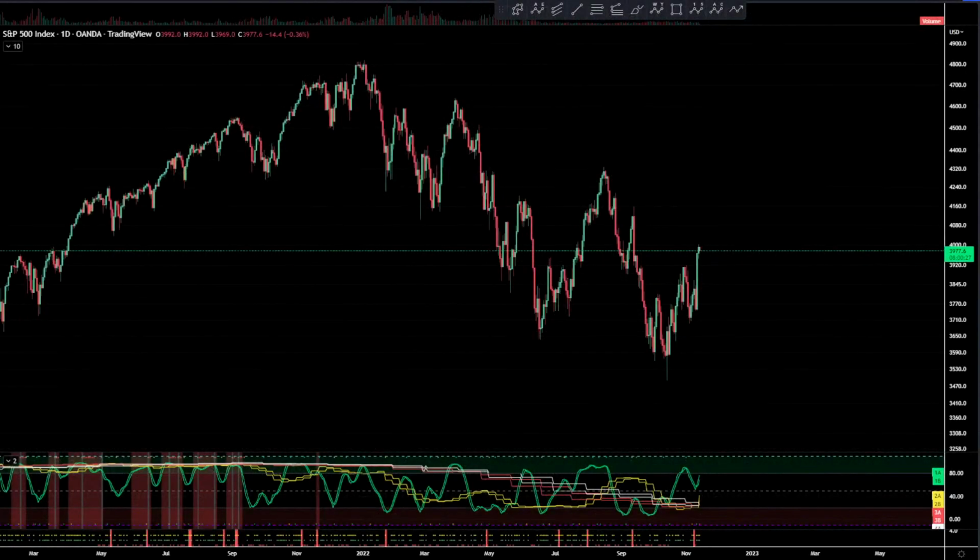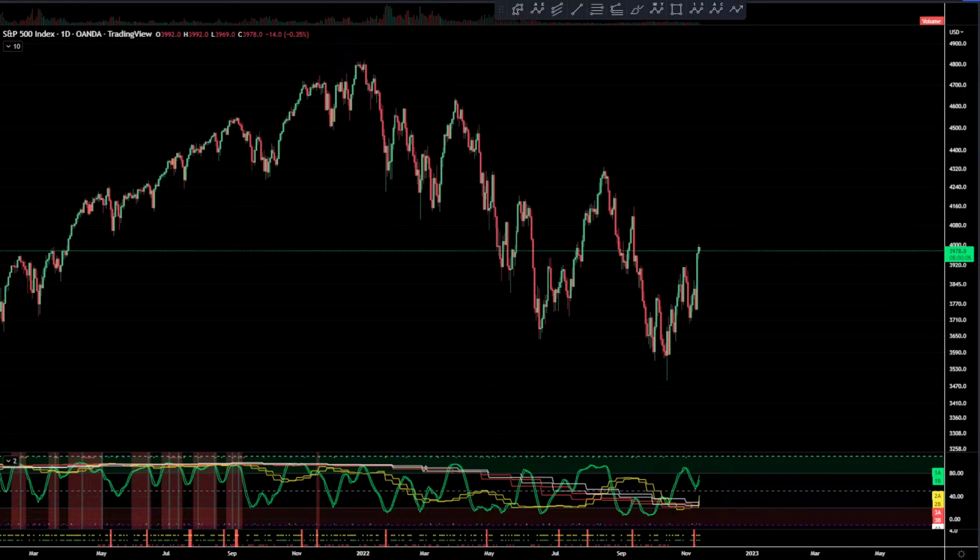I'm going to move on into the S&P here. Of course, I do have my WaveMaster indicator on here, and I'm looking at the daily time frame. As you can see on the daily time frame, we haven't had a solid buy signal at all throughout the year. So that's kind of important. This is just a side note.